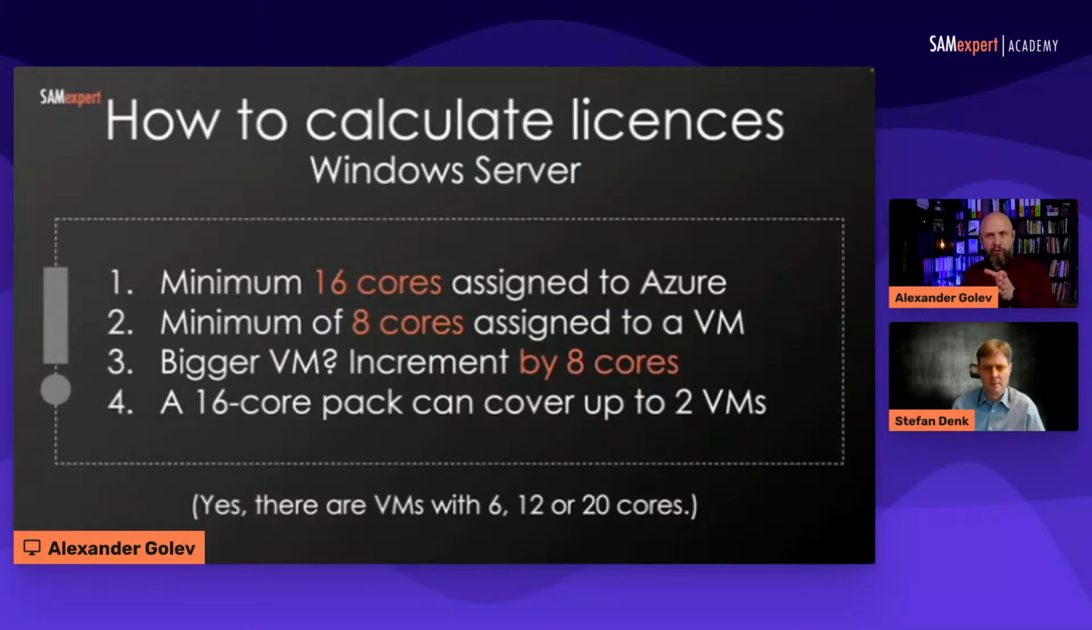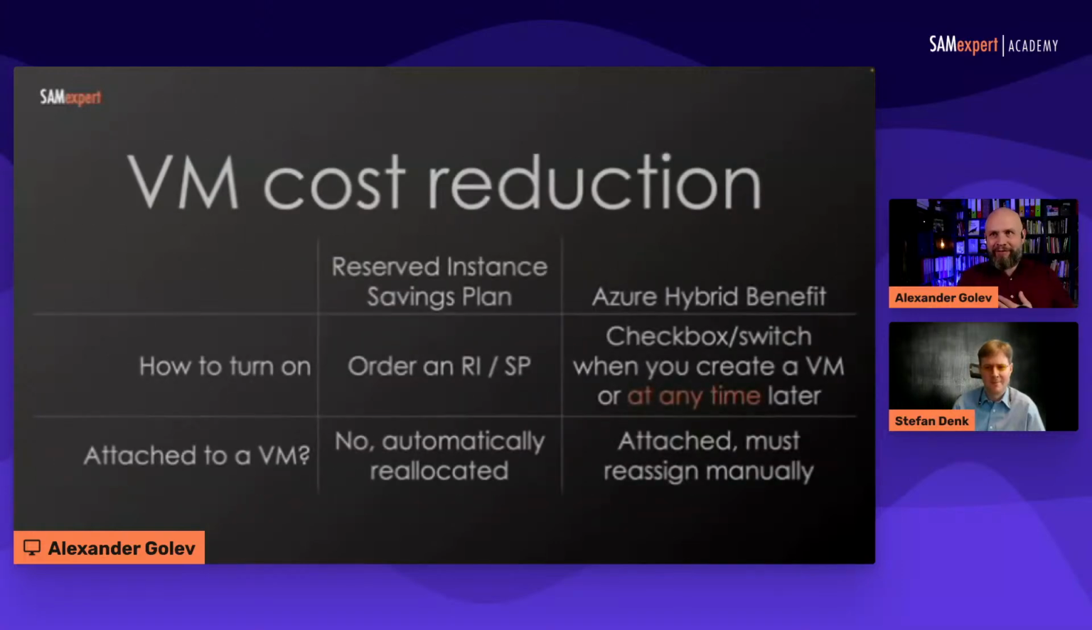If you have a bigger virtual machine, you must increment the license by 8 cores. And obviously, 16-core packs are divisible. And for those of you who are still on the fence and say, Alex, you tell us, but our resellers, our Microsoft representatives tell us that a 16-core pack is 1 license. That is wrong. And why? You don't have to listen to me. Microsoft listened to us, and they included that in the frequently asked questions on the Windows Server licensing guide for Windows Server 2022. So it's now official from Microsoft. Stefan, I leave you with this slide.